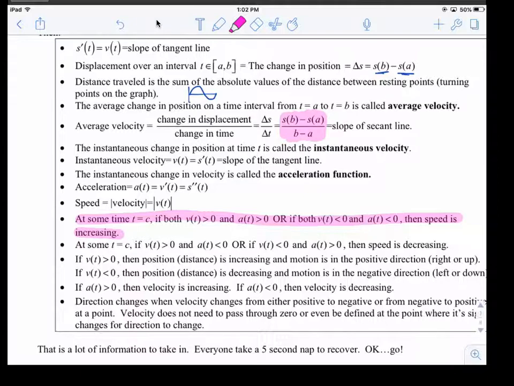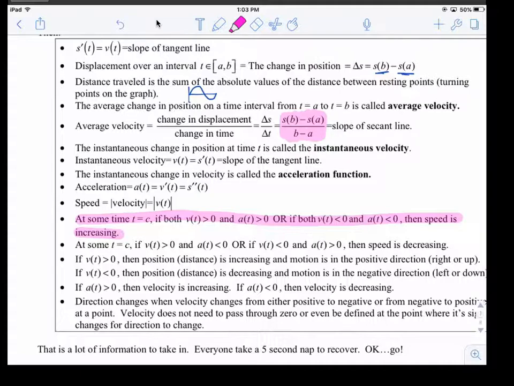So they both have to be working with each other, right? So if velocity is positive and acceleration is positive, that means they're working together, so the speed of your particle is going to be going up. If they're both negative, that means they're working together, so your speed is still increasing. So you have to check the value at whatever x value they give you. You have to check the signs for both your first derivative and your second derivative, and that will tell you whether the speed is increasing or decreasing. Now, if they're opposite signs, so if one is positive and the other one is negative, like in this bullet here, then your speed will be decreasing because they're working against each other. Okay?